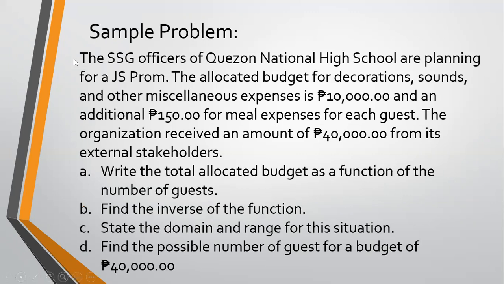Now let us take a look at this example. This is actually an example on the inverse function. The SSG officers of Quezon National High School are planning for a JS prom. So assuming that there is a JS prom, the allocated budget for decoration, sounds, and other miscellaneous expenses is 10,000 pesos and an additional 150 pesos for meal expenses for each guest. The organization received an amount of 40,000 pesos from its stakeholders.